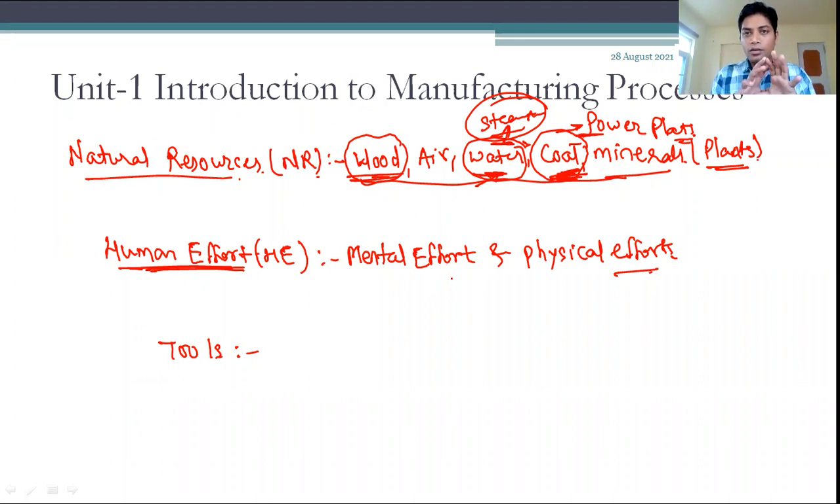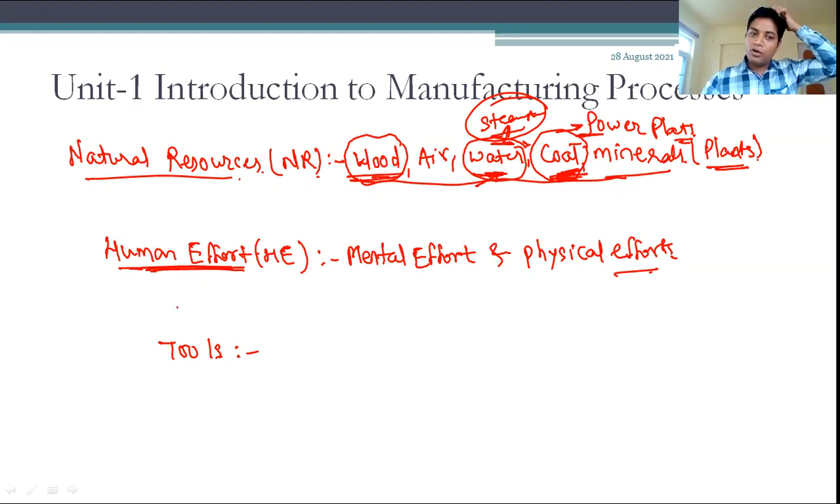Whenever you invent something by using your mind, that comes into the mental category, and any work done by you moving from one place to another place will be counted as physical effort. So these are the two types.